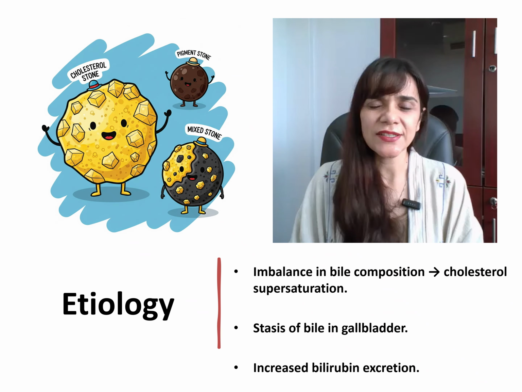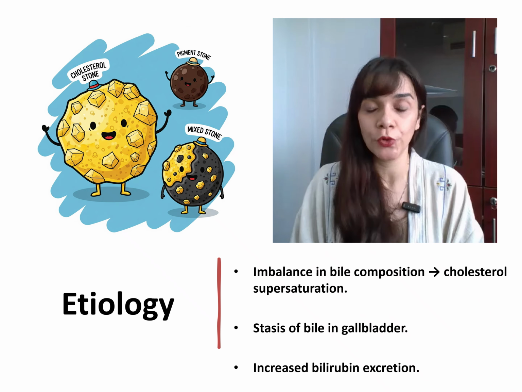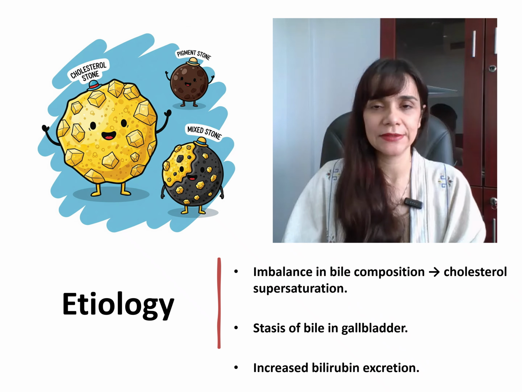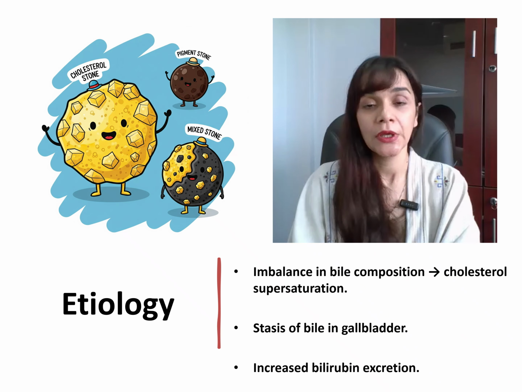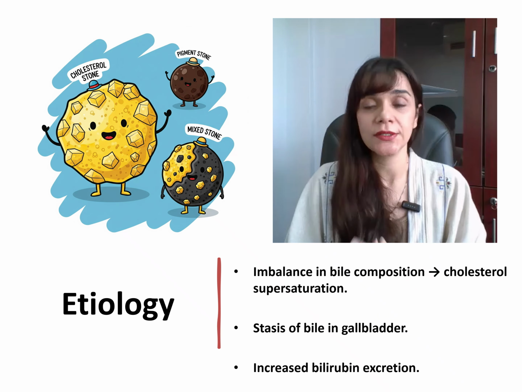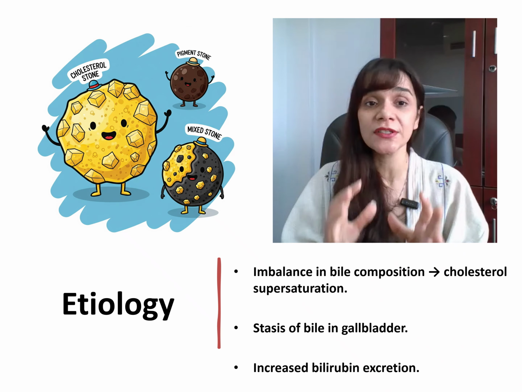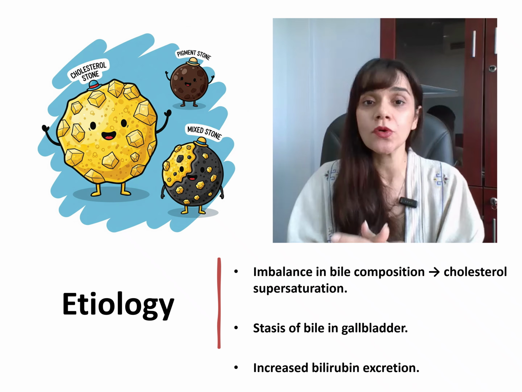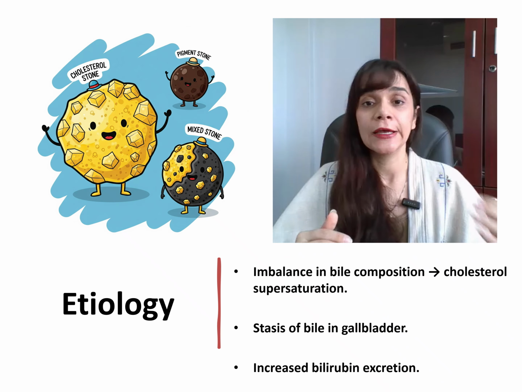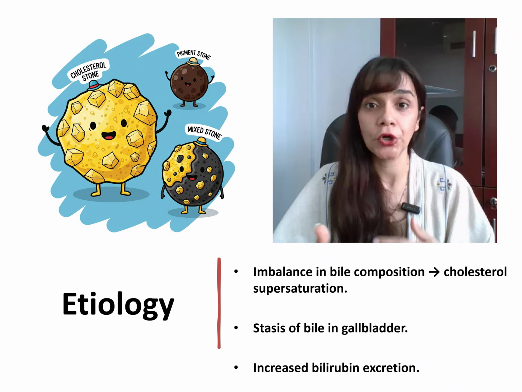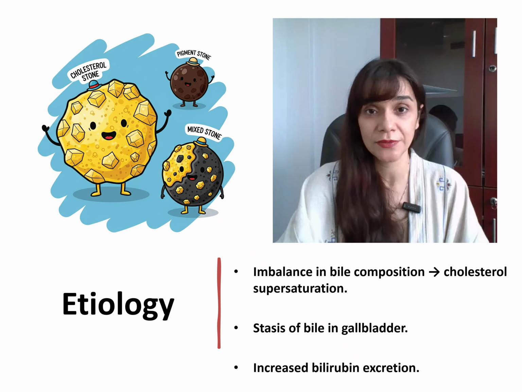So why are these stones formed? Gallstones form when bile components become imbalanced, often too much cholesterol or bilirubin, or too little bile salts. This leads to precipitation of crystals which grow into stones. A stasis of bile, such as from fasting or reduced gallbladder motility, also contributes.